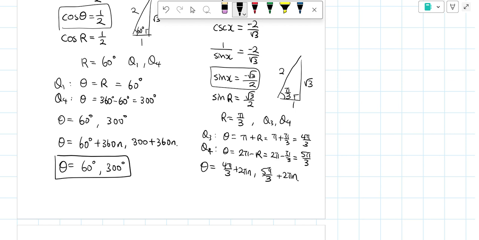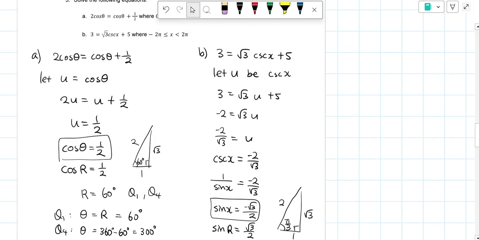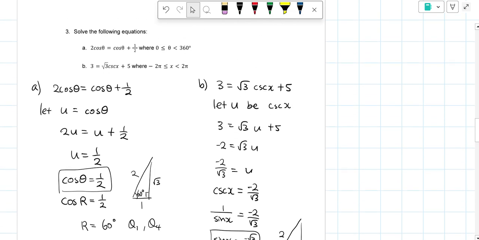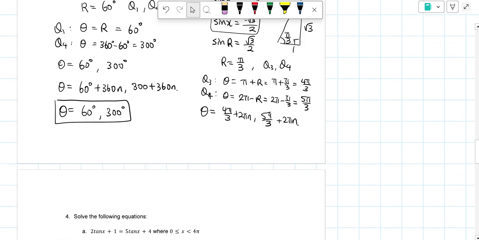Now this time I need to actually consider some different angles because I know that my domain is going from negative 2 pi to 2 pi. So let's list out some possible numbers for my angle. For 4 pi over 3, if I add 2 pi, it's 6 pi over 3, so it's going to be 10 pi over 3. If I just subtract 6 pi over 3, it's going to be negative 2 pi over 3. You can try one more time and say negative 8 pi over 3 is also possible.